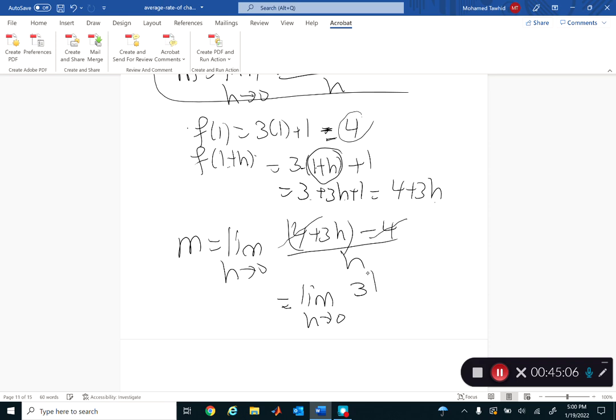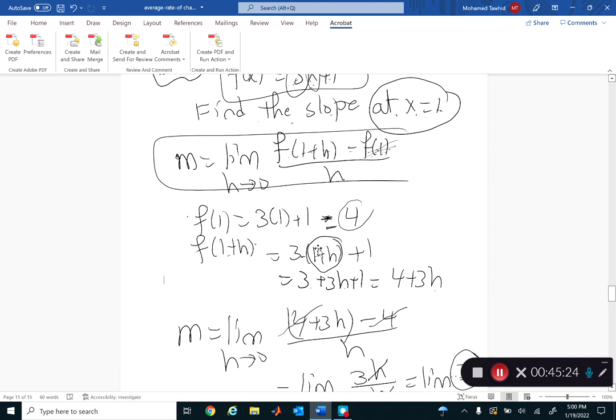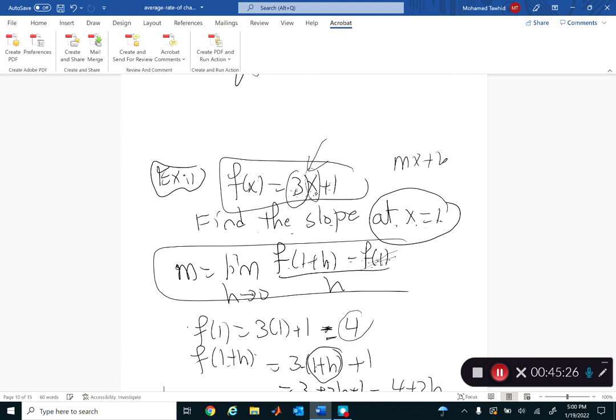What do you have? 3h divided by h. Can I cancel h over h? Yes, you can. So what do you have? Limit h close to 0 of 3. What is the limit of any constant? That's a constant, h close to 0. It will be 3. And that is what we're expecting, because it's a linear equation. So look what you have: 3x. So your slope here is m equals 3.